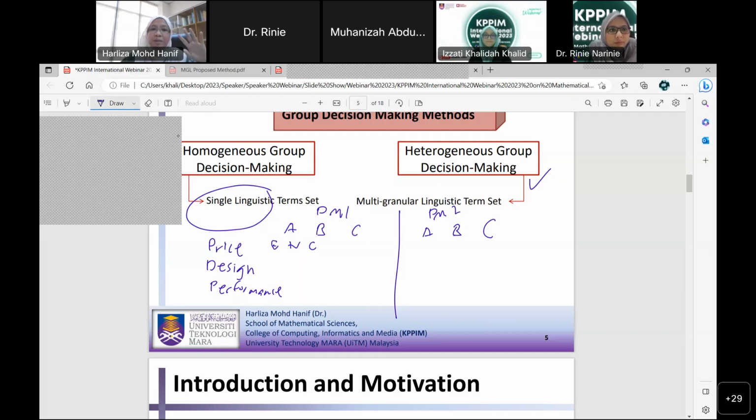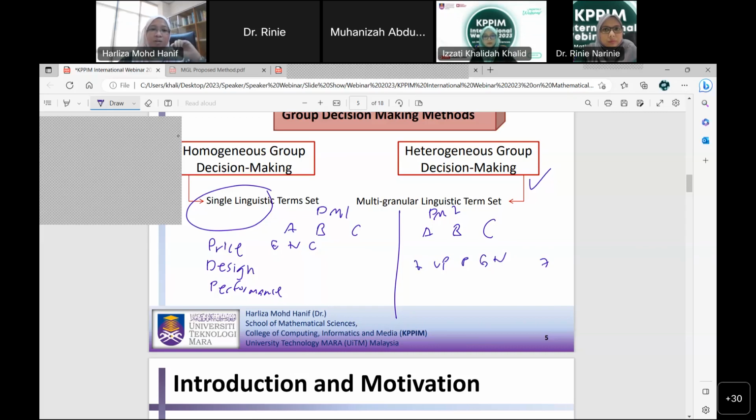So the design, maybe my husband is not very keen, not very critical about the design of the car as long as the performance is good. So maybe the linguistic term set that he agrees on is maybe 5 linguistic term set, for example. But on the other hand, I'm very critical of the design of the outer aspect of a car. So I'm critical about this aspect. So maybe I want to have more details in terms of the linguistic term set. So I choose 7 linguistic term set, for example. Very pretty, good, neutral, and so on up until 7 linguistic term set.